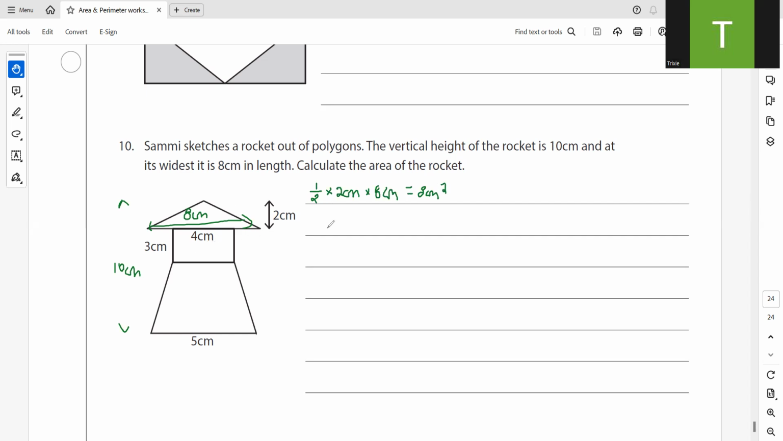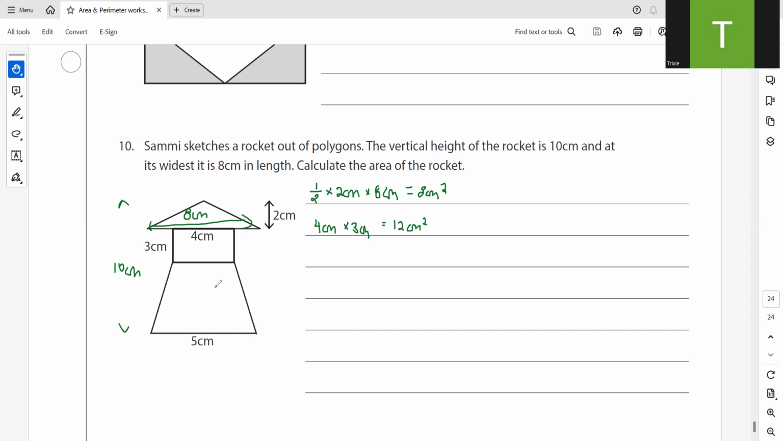Next, calculate the rectangle, which is base times height. The base is 4 cm times the height, which is 3 cm. 4 times 3, you'll get 12 cm squared. So 12 cm squared is the area of the rectangle.